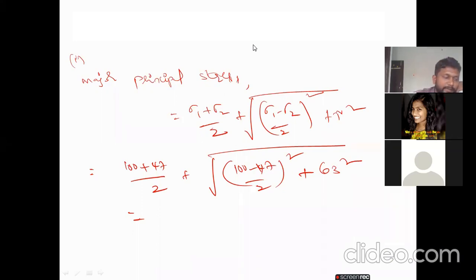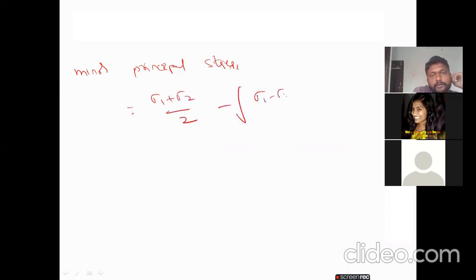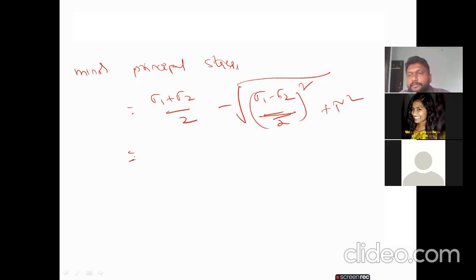The major principal stress answer we will get is 148.936 Newton per mm square. So this is the major principal stress, the value we got here. Same like that, we have to calculate the minor principal stress. So sigma 1 plus sigma 2 by 2 minus square root of (sigma 1 minus sigma 2 by 2) whole square plus tau square. So please substitute here and tell me the answer.